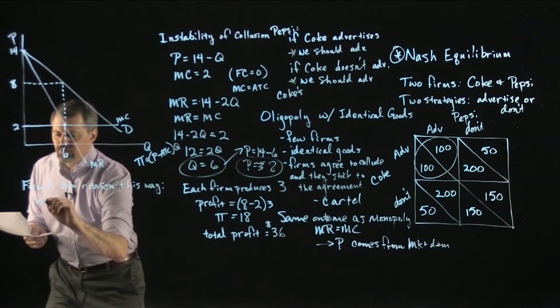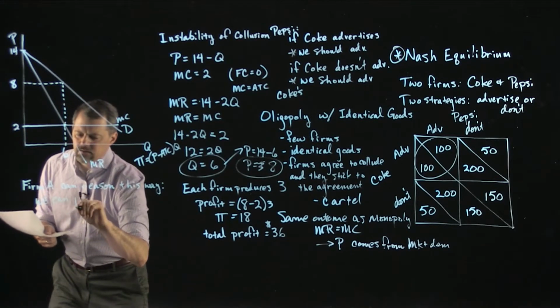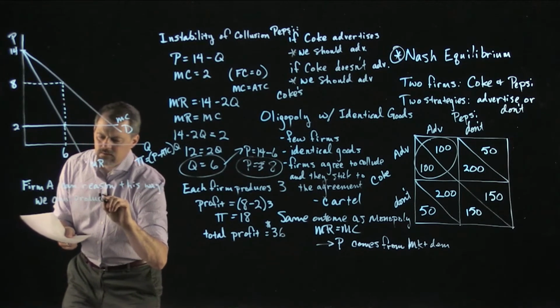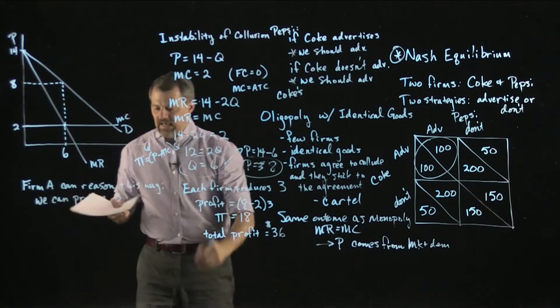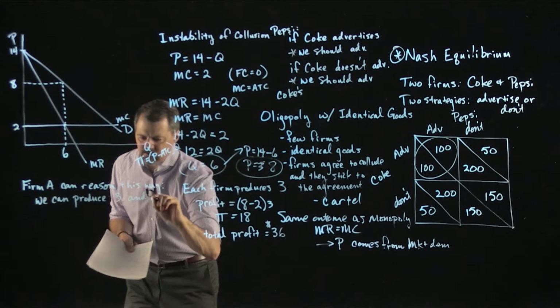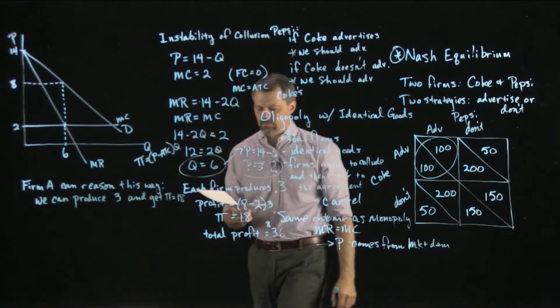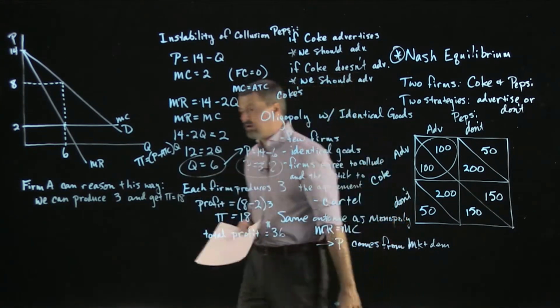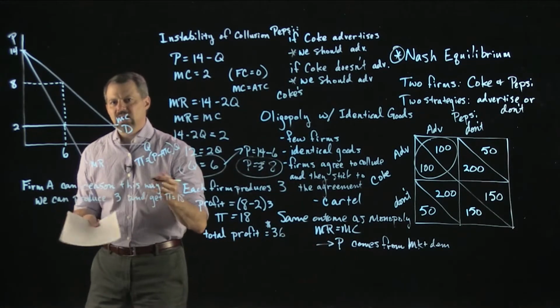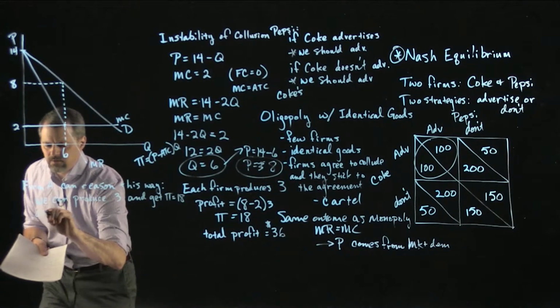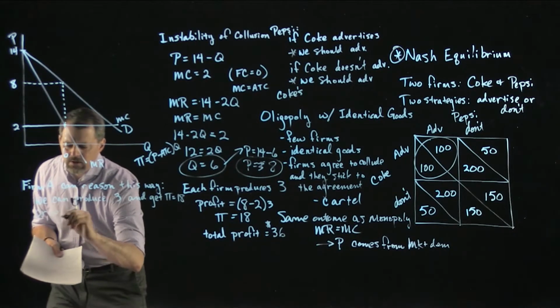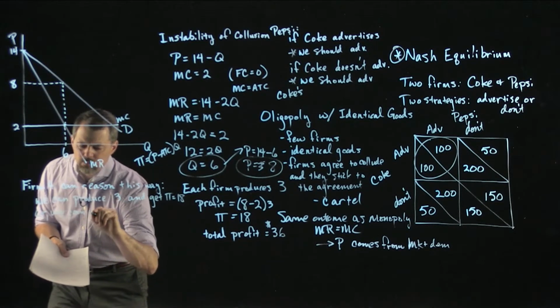We can produce 3 and get a profit of $18. That's the agreement. Or we can break the agreement and actually produce 4 units.